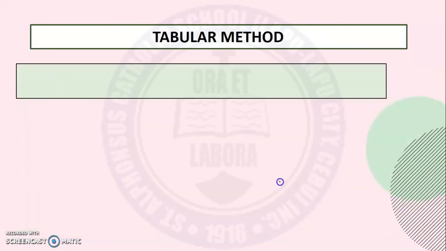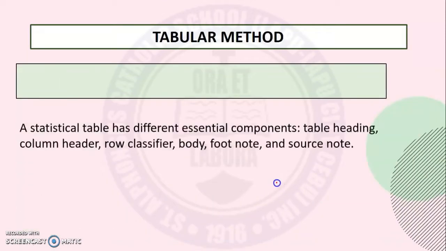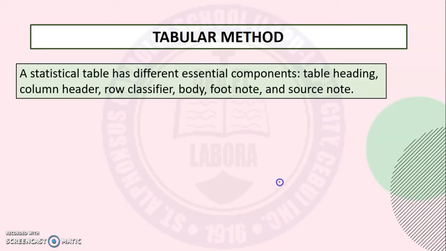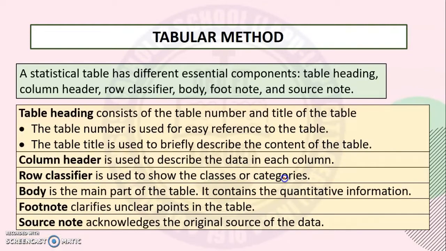There are essential components of a statistical table, and these are the table heading, the column header, row classifier, body, footnote, and source note. When we say table heading, it consists of the table number and the title of the table. The table number is used for easy reference to the table. The table title is used to briefly describe the content of the table.